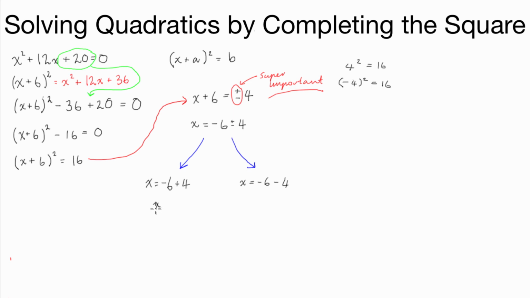Now in this case, x is equal to negative 2. And in this case, x is equal to negative 10. Now those are our 2 solutions, and we've got there by completing the square. I hope that was helpful.